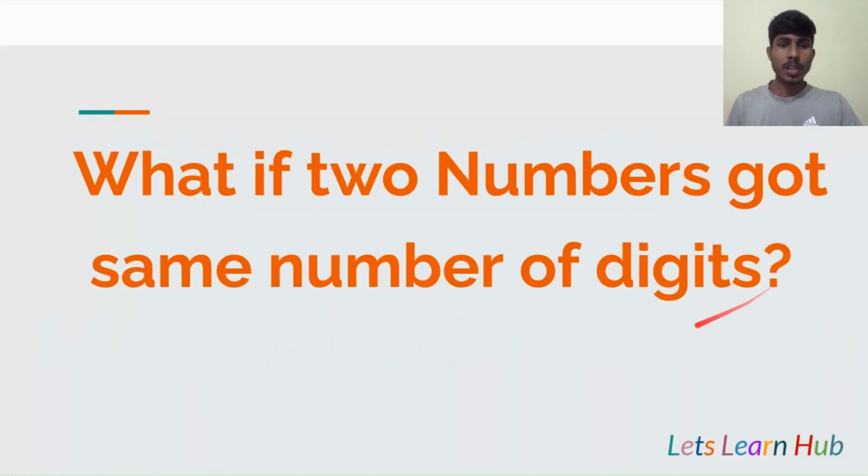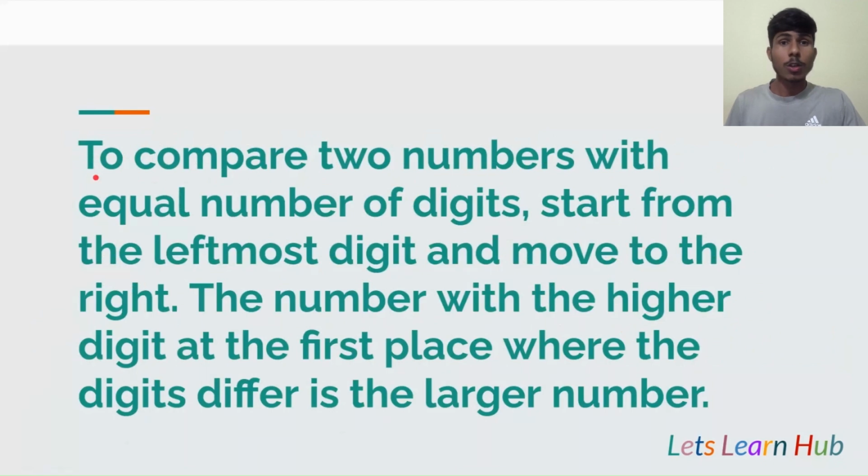So far we have compared numbers with different numbers of digits. So how will you compare them if both have the same number of digits? Then you need to follow the second rule, which is again a very simple rule. To compare two numbers with an equal number of digits, start from the leftmost digit and move to the right. The number with the higher digit at the first place where the digits differ is the largest number.